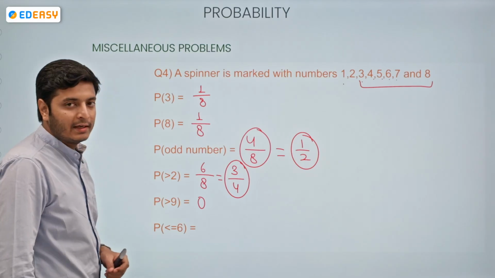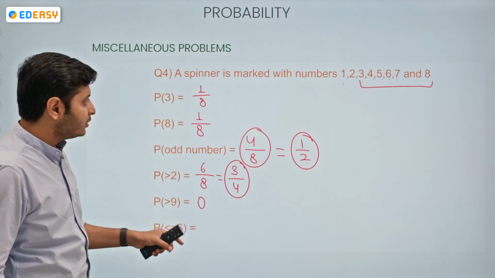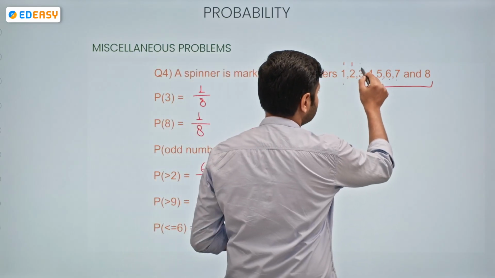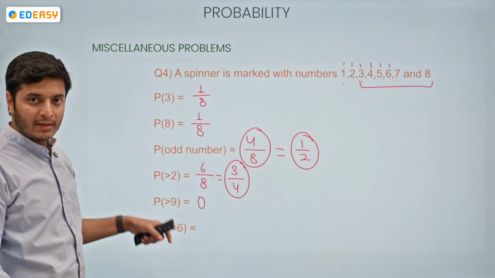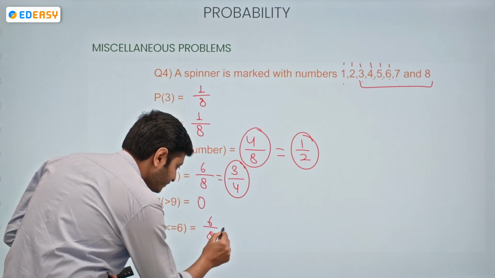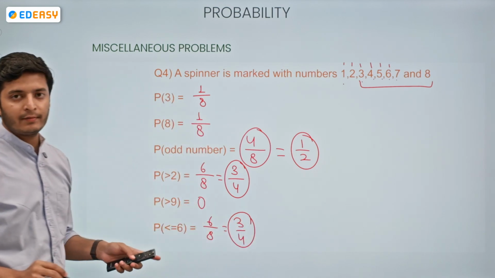Probability of us getting a number lesser than or equal to 6. So what is the probability of us getting lesser than or equal to 6? How many such numbers? 1, 2, 3, 4, 5, 6. Because we need to include 6, greater than or equal to 6, no? So this is 6 by 8, that is 3 by 4. So this is how you can find easily.